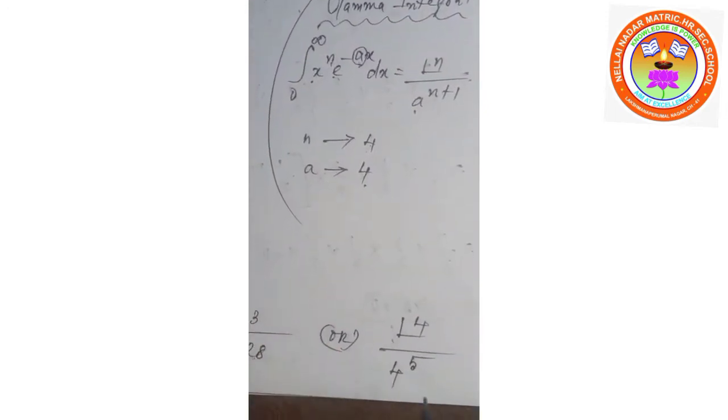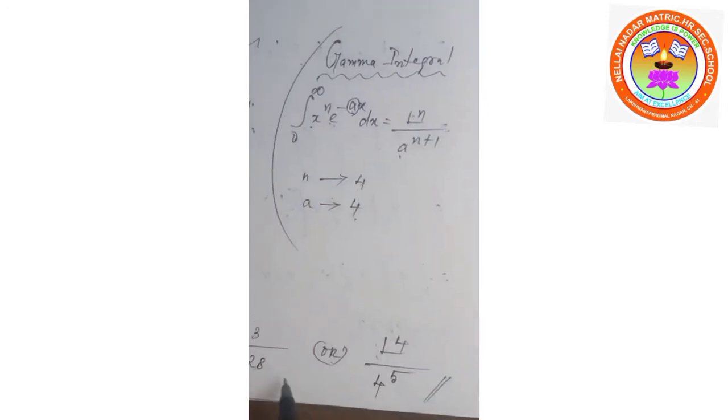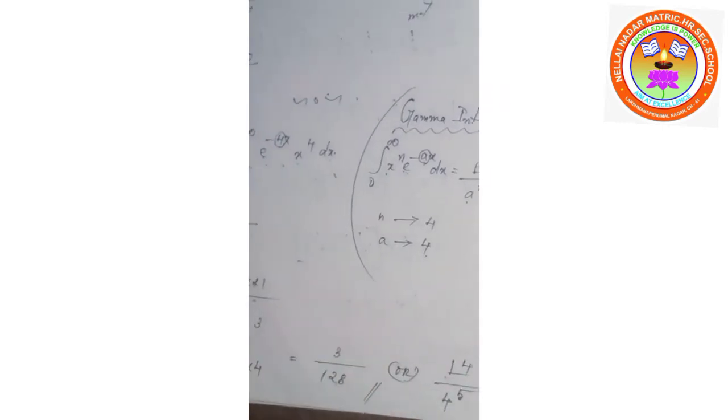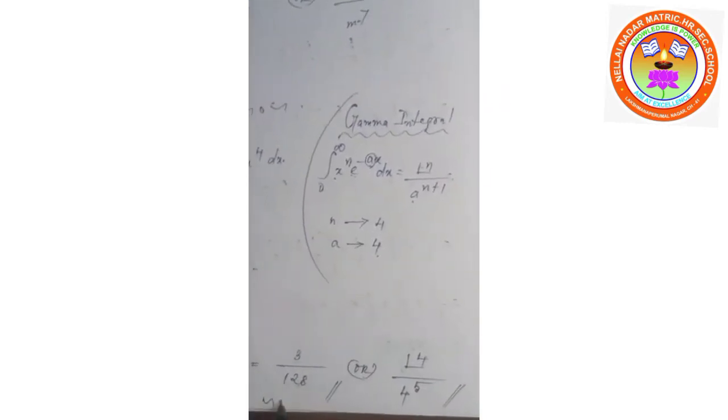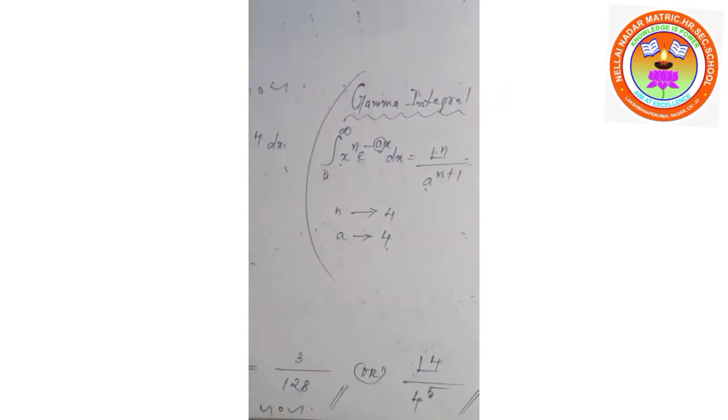4 plus 1 is equal to 5, so 4 power 5. You can write any one of them. Both the answers are correct only. So subdivision number 4 is over. I will be teaching problem number 1, subdivision 5 in the next video.